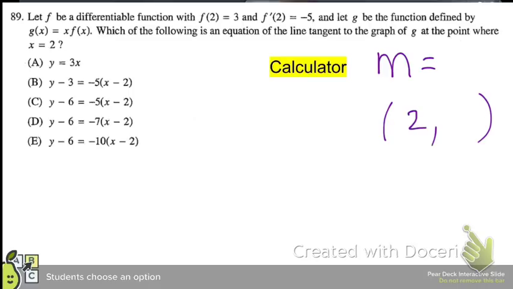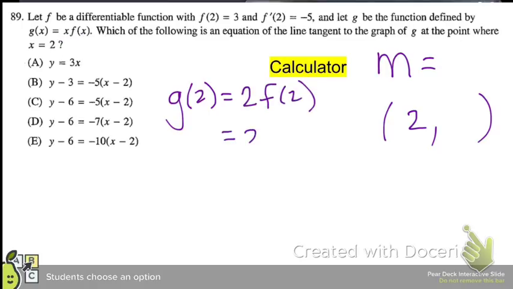I know the x-coordinate of the point is 2. To figure out the y-coordinate, I would plug it in here for g. So g of 2 is equal to x times f of x. That would be 2 times f of 2. So that would be 2 times, if I look up here at the directions again, f of 2 is equal to 3, so that would be 2 times 3, which is 6. And that's the y-coordinate. So I know that my point is 2, 6.